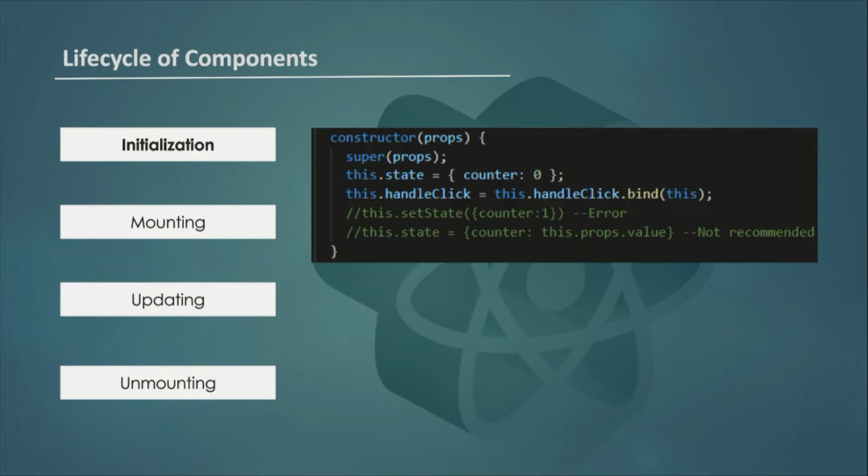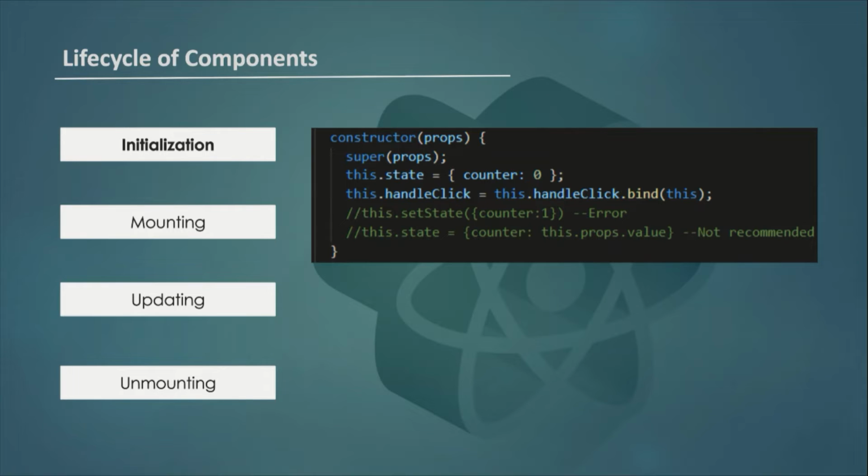Constructor is the only place where we can assign an object directly to state using this.state. In all other places, use the setState method to update the state. Remember, you should not call setState inside a constructor, because setState is used to update the mounted component. When you are in a constructor, the component is not yet mounted, and hence setState would throw an error.